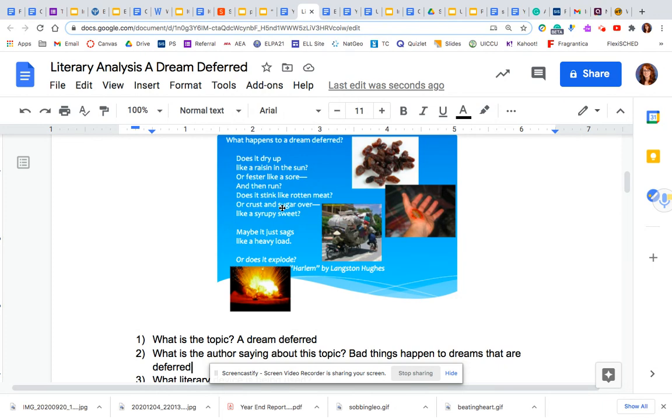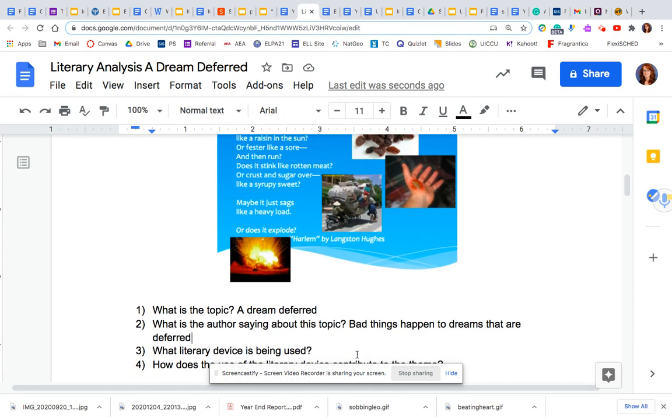What is the name for that literary device where an author describes something that you can see, that you can smell, like the stink of rotten meat, that you can taste? What is the literary device for when an author describes what you can see, smell, taste? That literary device is imagery.